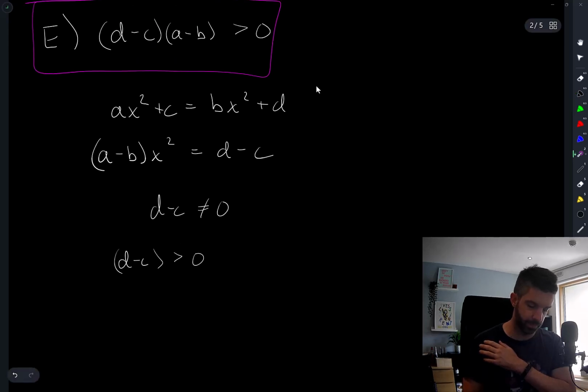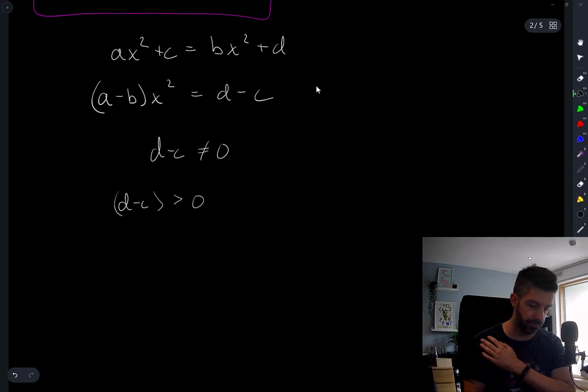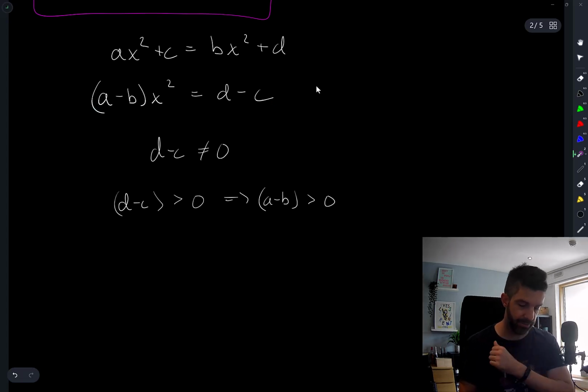Well, x is real. We're talking about curves in the plane here. If x squared equals this, and this is positive, then for there to be 2 solutions we need a minus b to also be positive. If it's 0, then there are no solutions. If it's negative, there are no solutions. So a minus b must also be positive. And we can work out the logic in the other way as well. If d minus c is negative, then we must have a minus b negative.